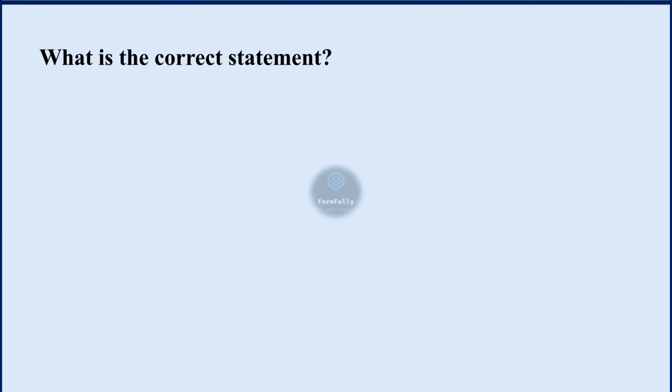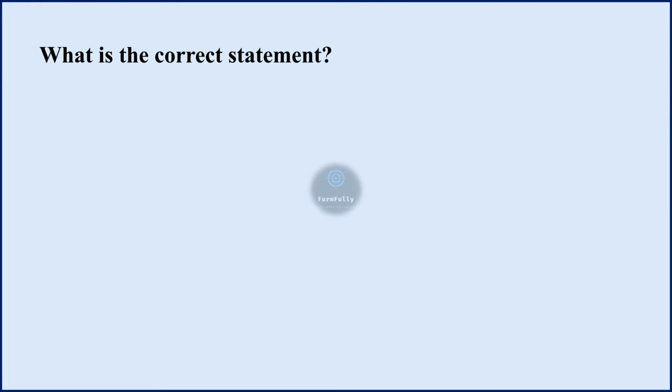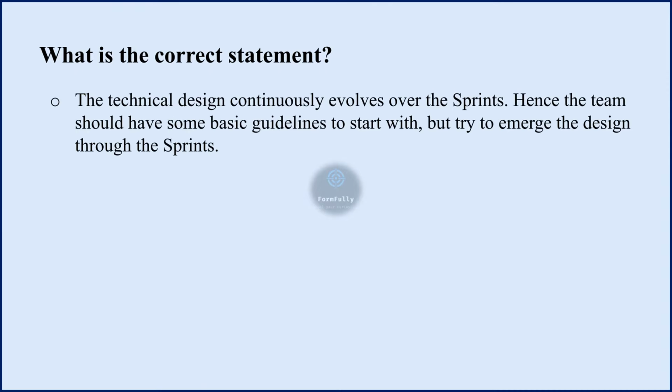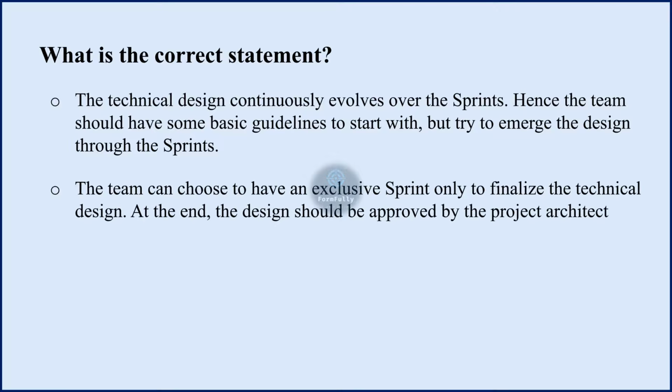Next question. What is the correct statement? Options are: Option 1, the technical design continuously evolves over the sprint. Hence, the team should have some basic guidelines to start with, but try to evolve the design through the sprints. Option 2, the team can choose to have an exclusive sprint only to finalize the technical design. At the end, the design should be approved by the project architect.